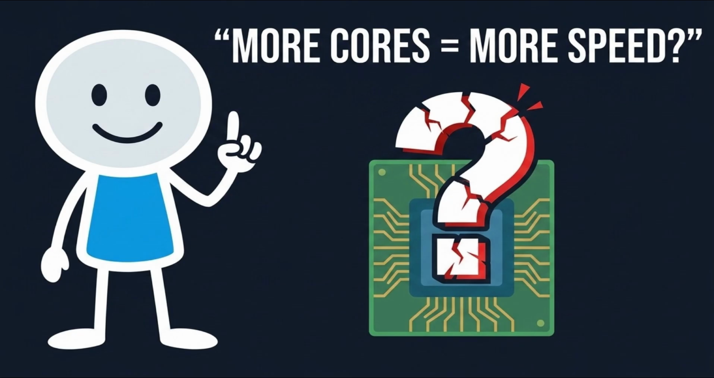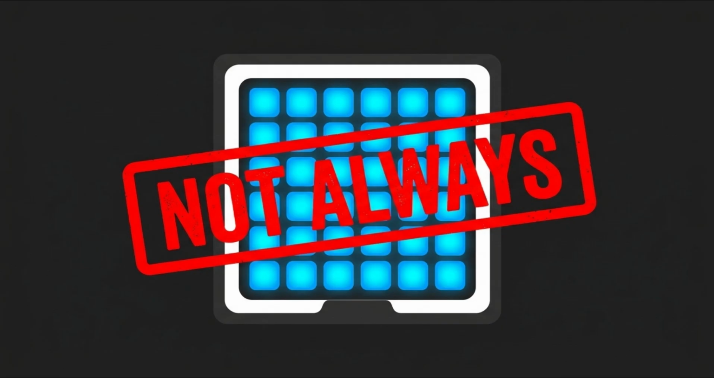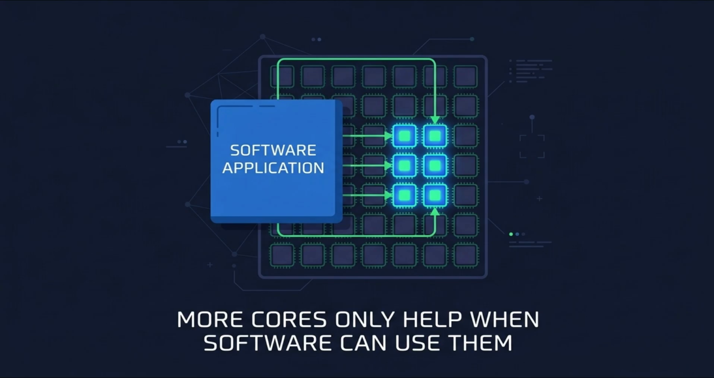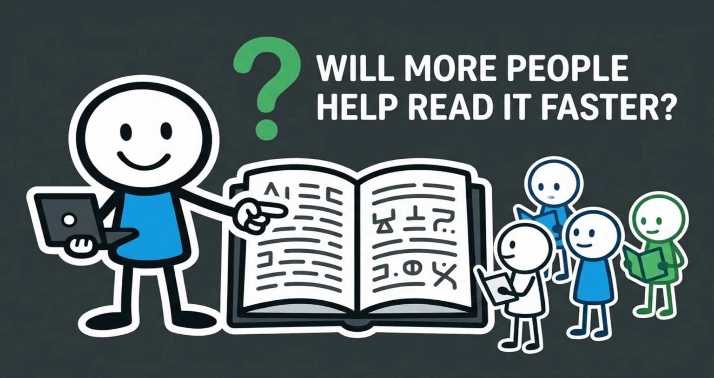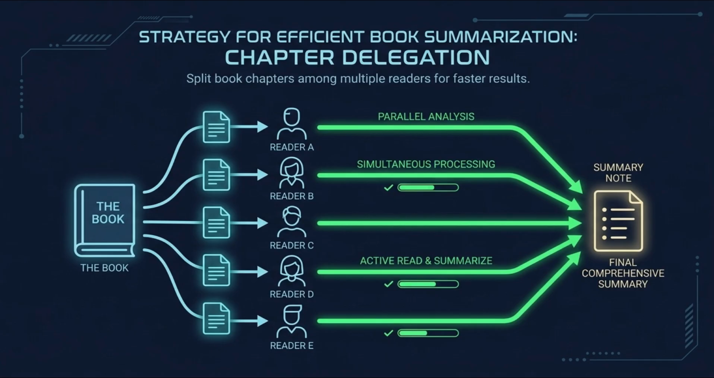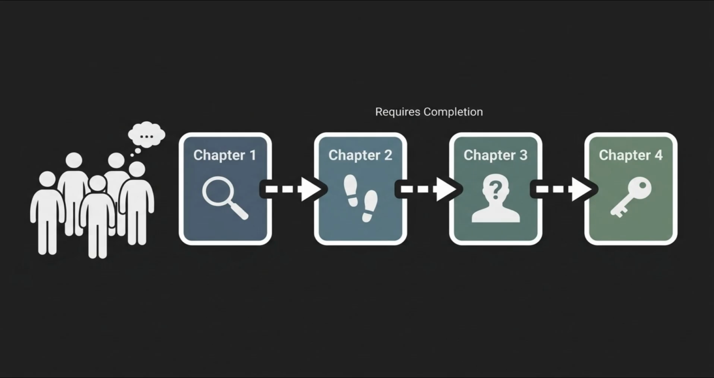This is one of the biggest CPU myths. More cores always means more speed. That sounds logical, but it is not always true. More cores only help when the software can actually use them. Imagine trying to read a book faster by adding more people. If the goal is to summarize the whole book, you could give each person a different chapter. Everyone reads at the same time, then shares the main points. That works. But if you are reading a mystery story where each chapter depends on the one before it, adding more readers does not help much. You still need to follow the story in order.